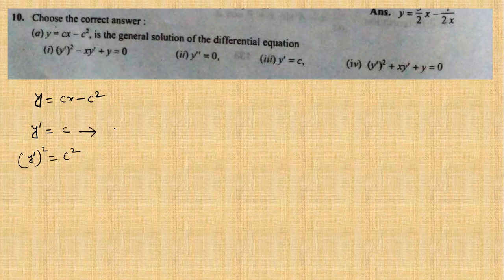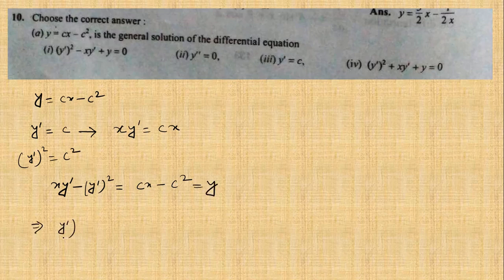If we multiply this with respect to x, that is y x prime equal to cx. If you add these two, no, subtract: x y prime minus y prime square gives you cx minus c square. Cx minus c square is nothing but y. So you can write y prime square minus x y prime plus y equals to 0.